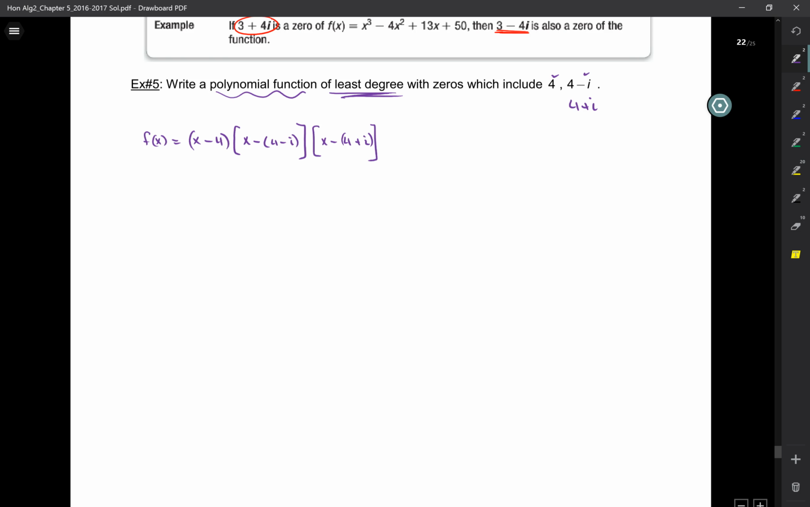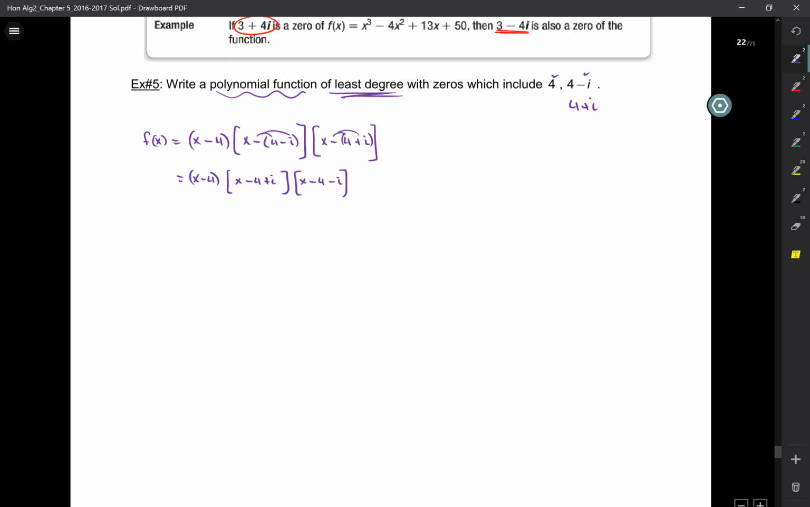Now, here's how I do this. You're basically going to multiply all this out, okay? But there is a slick way of doing it, right? So watch. This is x minus 4. I'm just going to let that one go for a minute. Just distribute this, and we get x minus 4 plus i, right? And here, x minus 4 minus i, right?